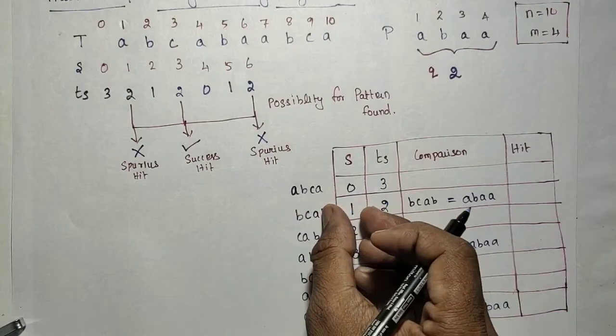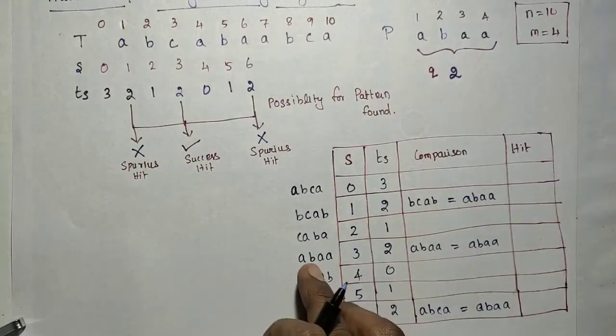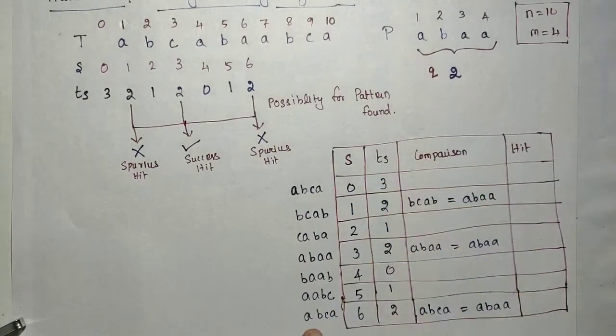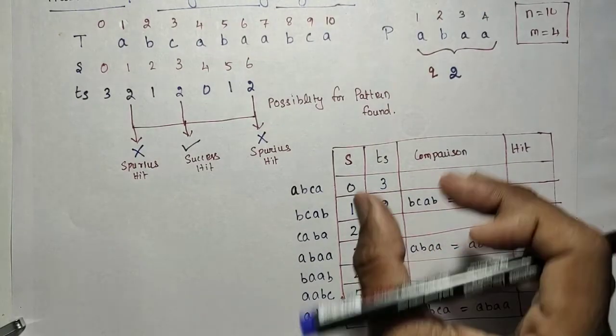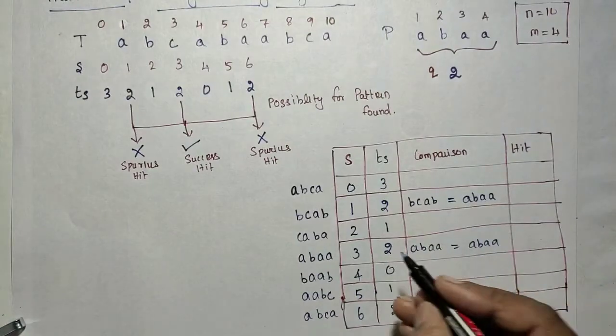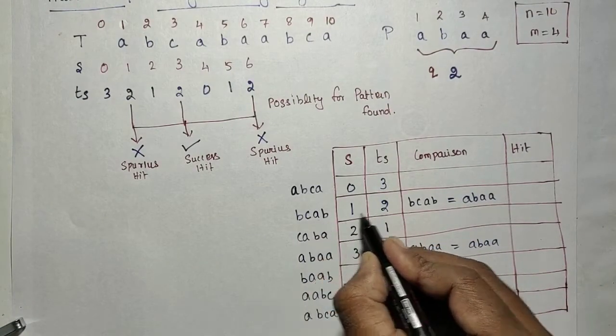Okay, so BCAB, that number is also 2. ABAA number is also 2. Similarly ABCA, the number is also 2. Like that we are going to convert that string into a number. So here BCAB number is 2.